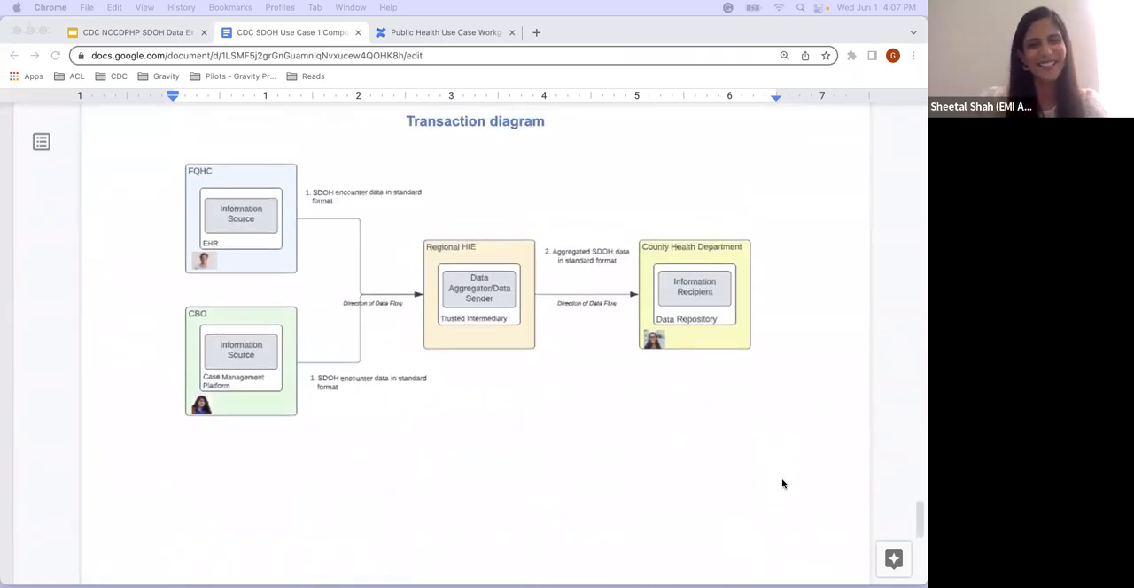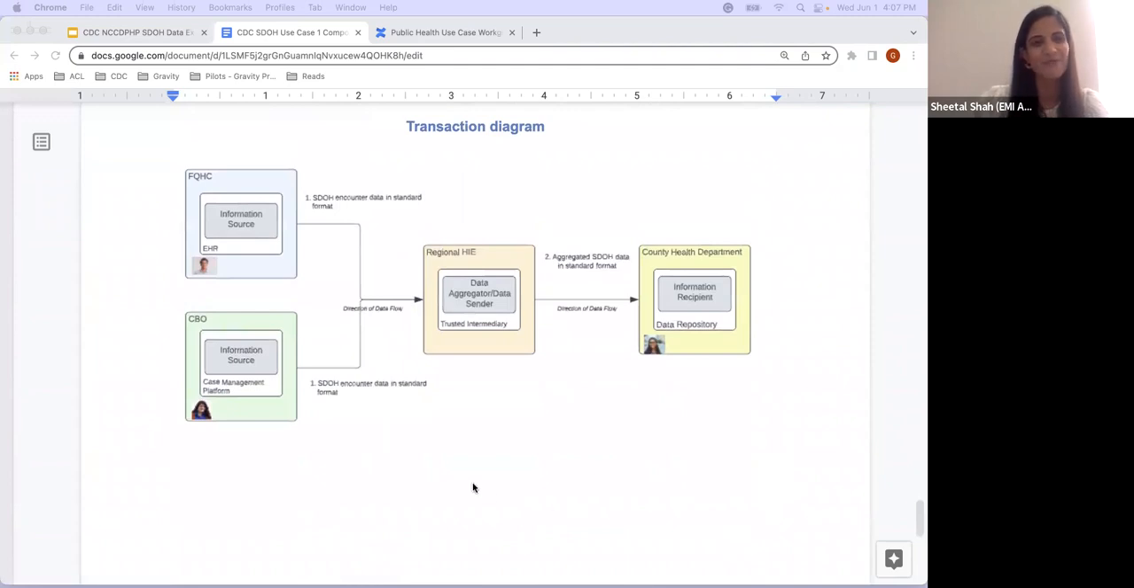And then this is our last transaction diagram, which incorporates transaction 1 on the left, as well as transaction 2 on the right, which is again focusing on aggregating the SDOH data, sending that to the county health department, and again, just building off of the Gravity project use cases in this regard. And I will pause here and see if anybody has thoughts or questions related to anything we just presented. And if you'd like to go back to any sections from earlier, don't hesitate to let us know. We can do that as well.